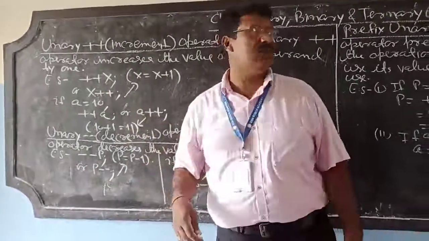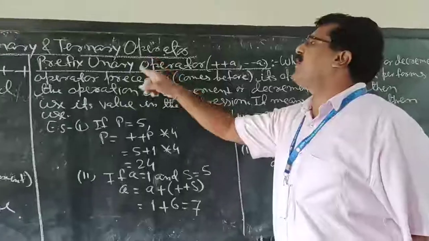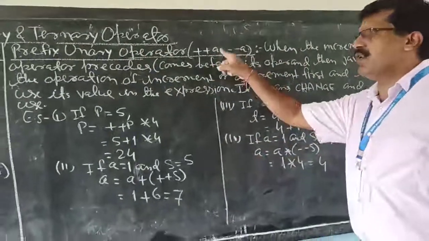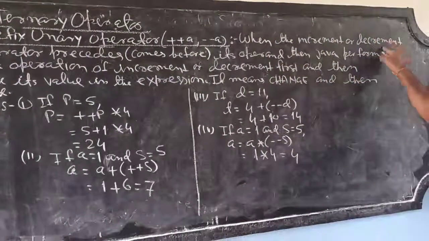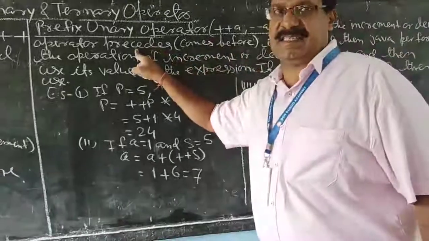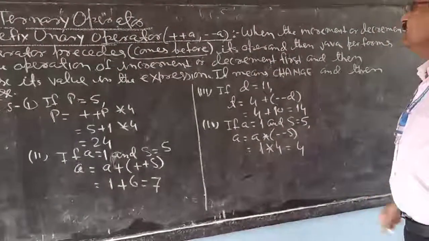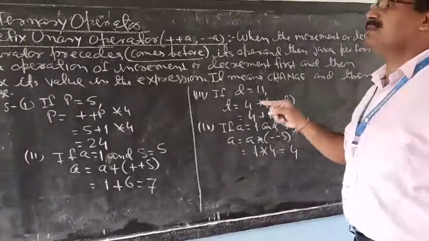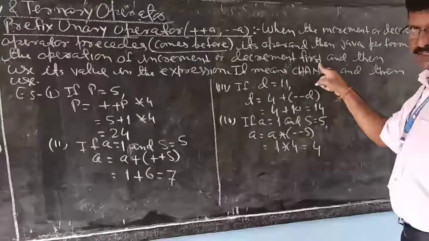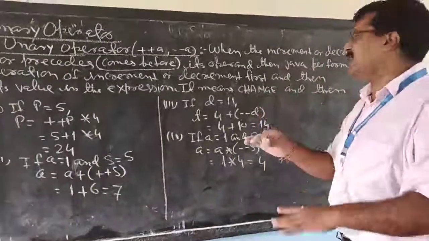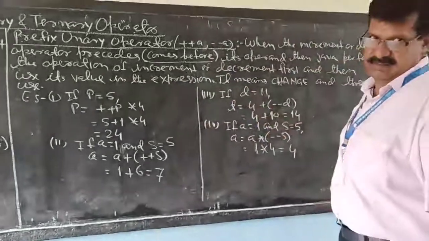Now let us discuss what is prefix and what is postfix. If it is a prefix unary operator, then it comes before the operand. So what is the definition? When the increment or decrement operator precedes, means comes before, its operand, then Java performs the operation of increment or decrement first. First it increases or decreases, and then uses its value in the expression.